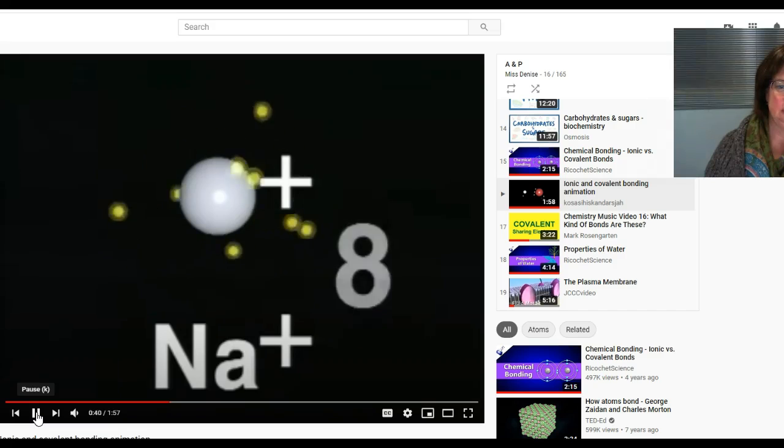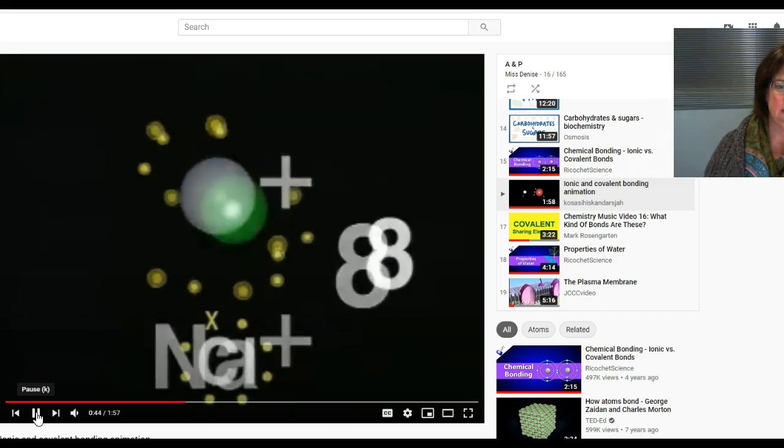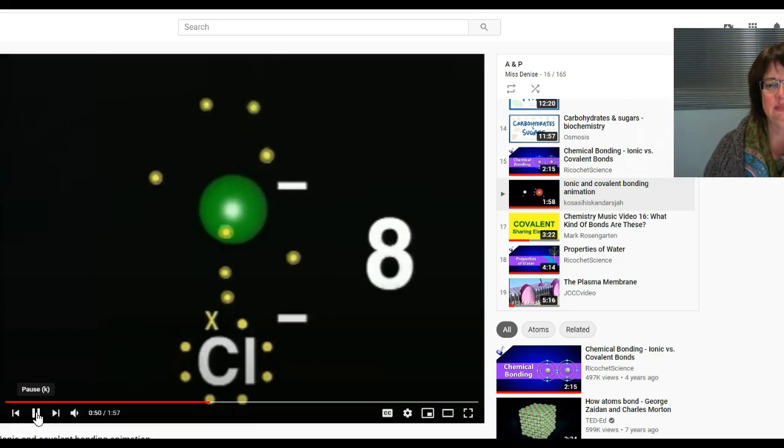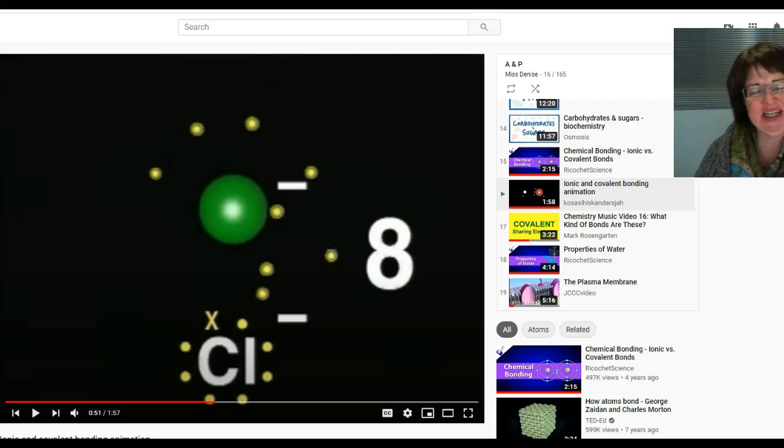The energy level below now provides sodium with its stable octet. The extra electron completes a stable octet for chlorine, which becomes a negatively charged chloride ion. Okay, just a little detail there.